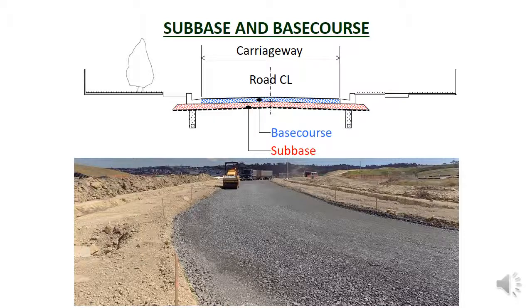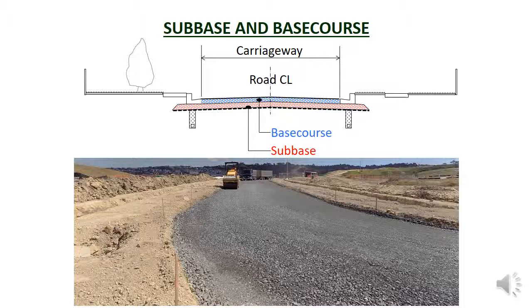Together, the subbase and base course form the structure which resists the traffic loads and disperses them, so the loadings are reduced to a level that the subgrade can support without failing. Note that the base course has a smaller maximum stone size than the subbase. This allows the base course to be compacted into a stronger layer that resists both the vertical loads from traffic loadings and the horizontal loads imposed by vehicles turning, braking, and accelerating.